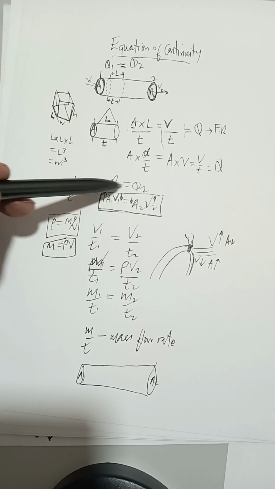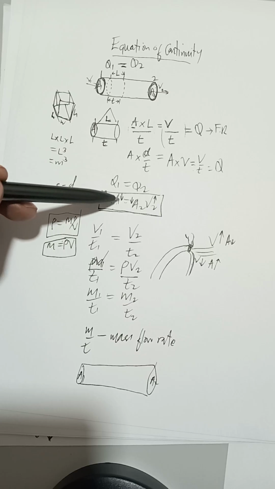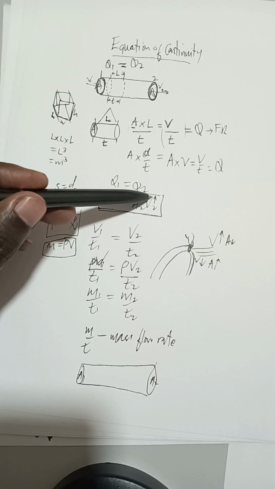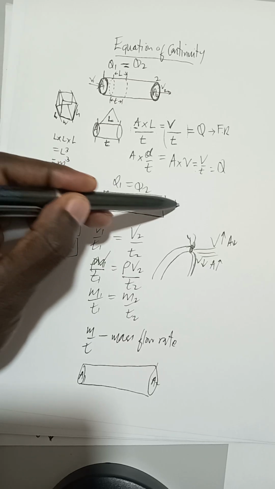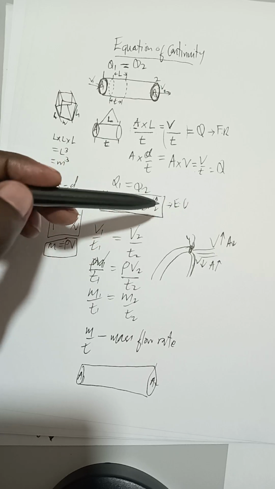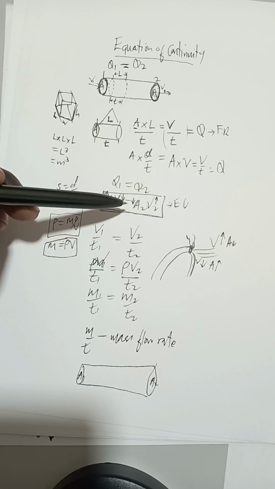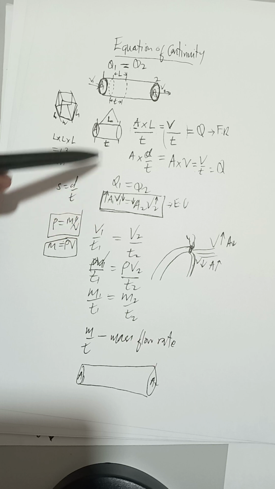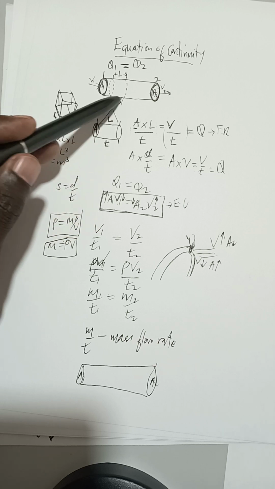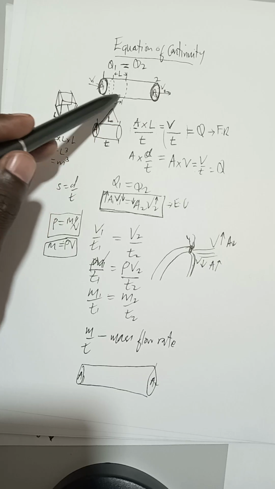From this equation you can say Q1 equals Q2, at points 1 and 2, and now you can write A1 V1 equals A2 V2. This is the equation of continuity. Now for flow rate, I mean mass flow rate, we are asking how much mass passes by in 1 second, the mass of fluid flowing per second.